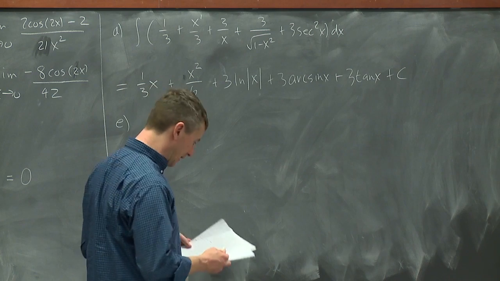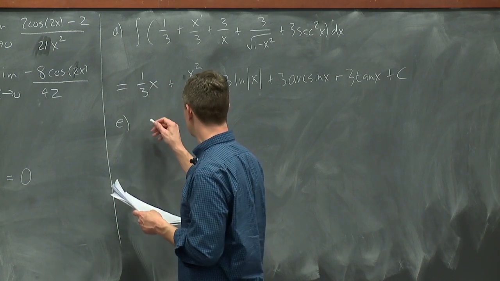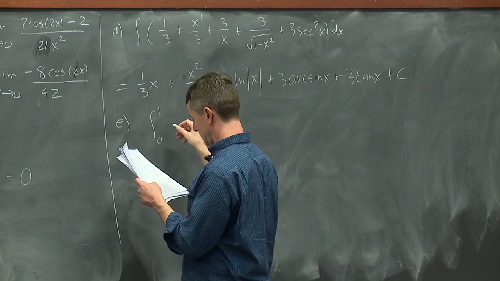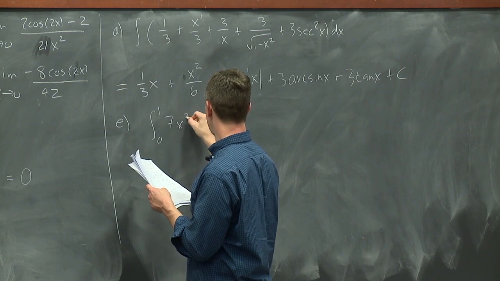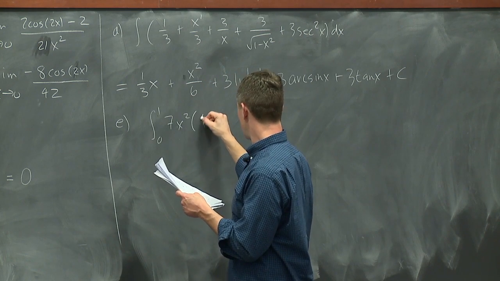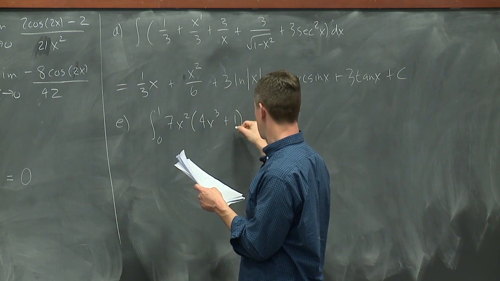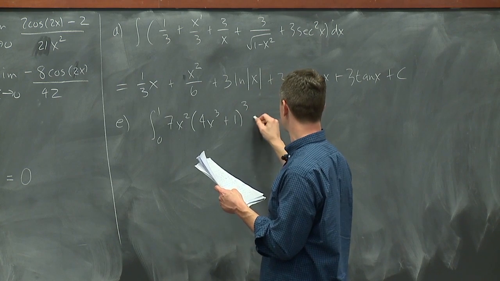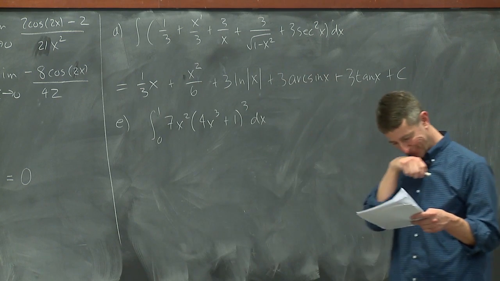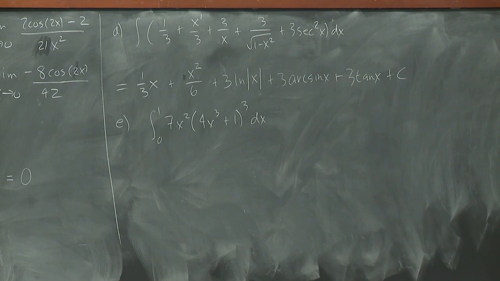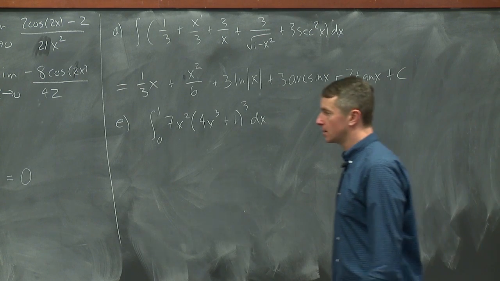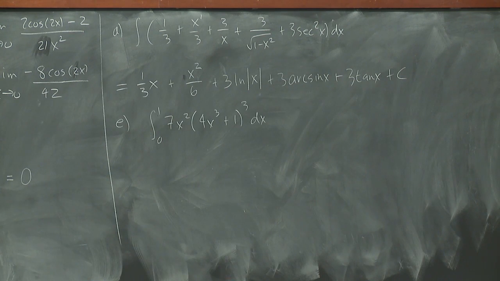All right. So that was an indefinite integral. Let's do a definite integral. 0 to 1, 7x squared, 4x cubed plus 1, all cubed dx. That looks awful, doesn't it? And although we've become really good at taking derivatives of awful-looking functions, taking antiderivatives of them is a lot harder.